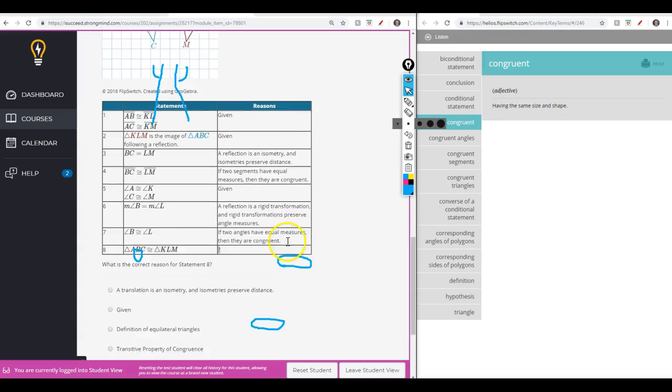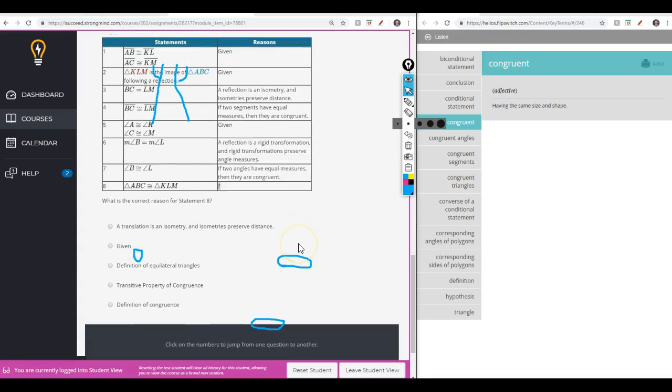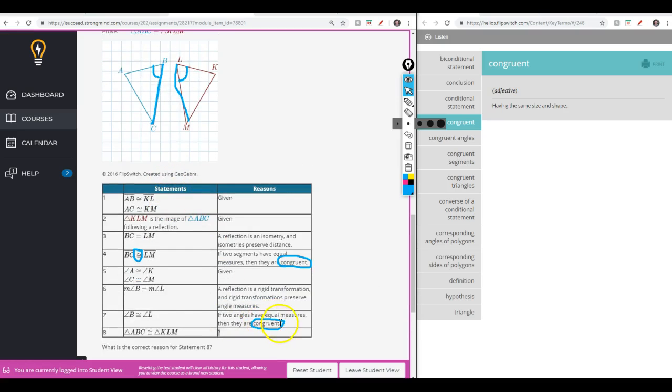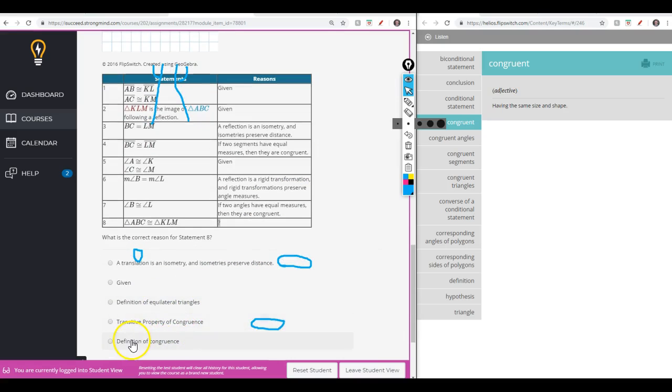So using the keywords, I'm looking at translation is an isometry, and isometry preserves distance. Okay, this previous one wasn't talking about translation, it was talking about congruence, having equal measures. We had just shown that the two remaining side lengths that weren't given here were congruent. So I would check first the definition of congruent, since those are the key terms that were coming up: having the same size and shape.